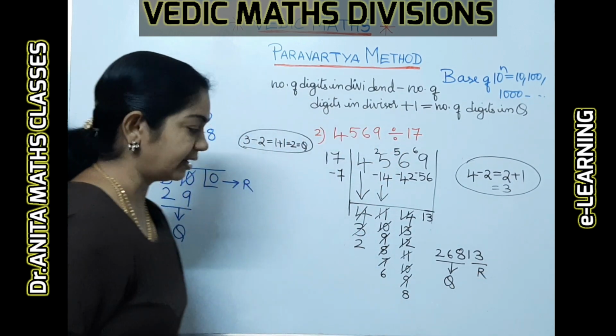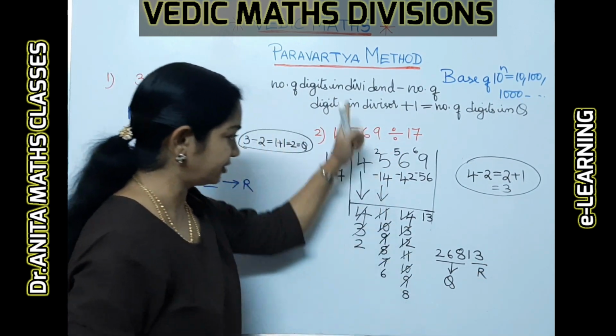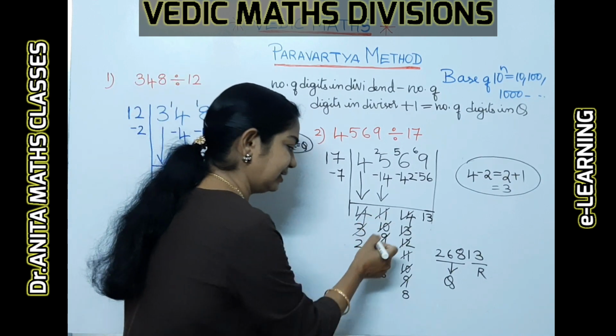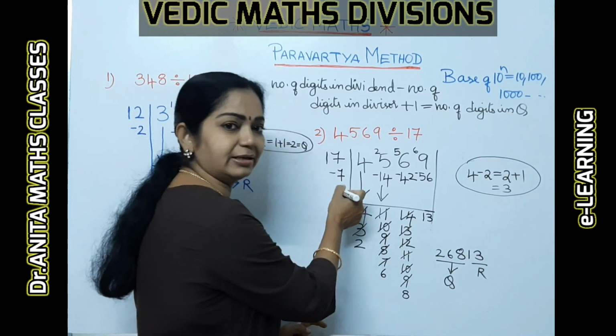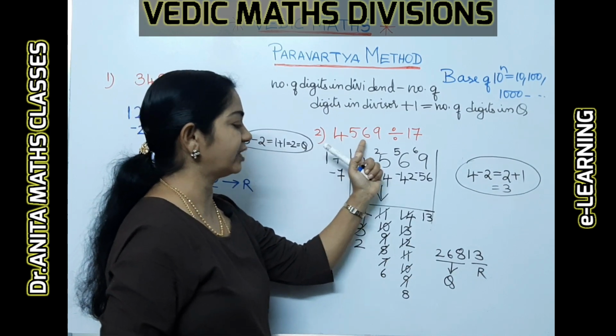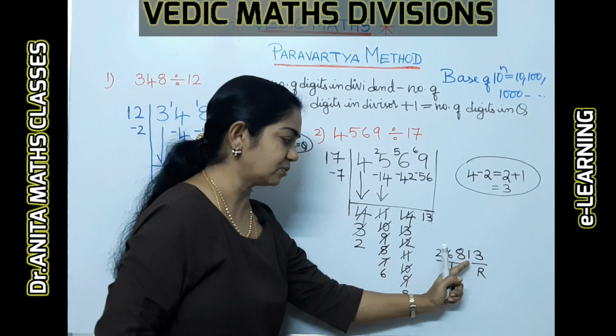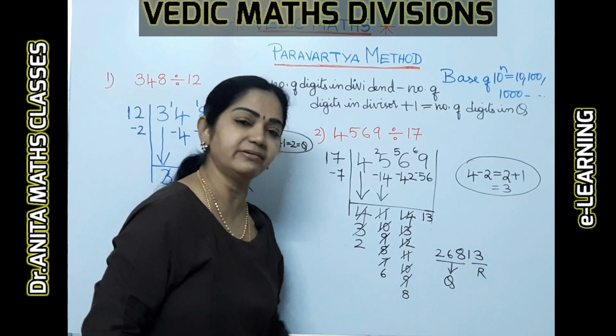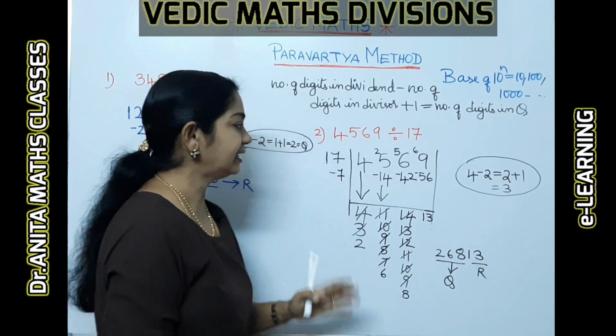Simple, right? This comes very big for the illustration, but cancelling, decreasing one and multiplying is very simple. So 4, 5, 6, 8, 9 divided by 7 gives the quotient as 2, 6, 8 and the remainder as 13. Please make a note.